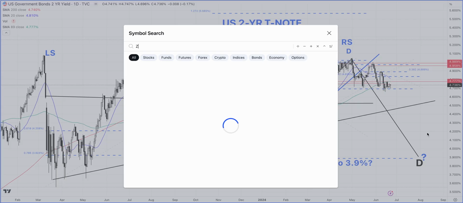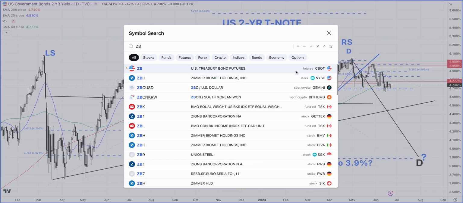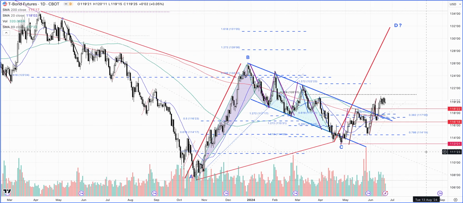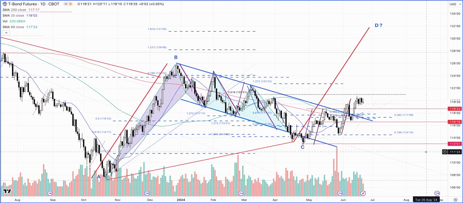Okay, and then if we move to the longer end of the curve, by taking a look at the long bond futures, this is the Treasury bond futures 30-year. It's a pretty long duration, that's why it's called long bond futures. And here the really interesting part is that we broke above this channel formation here.